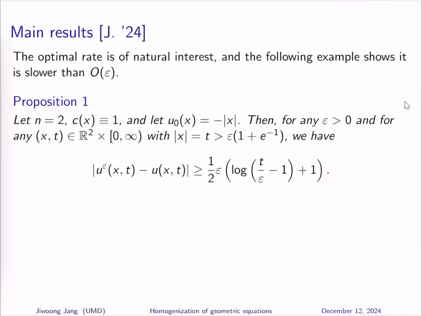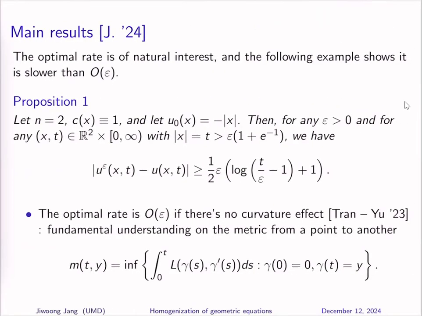And the next natural question is the optimal rate of convergence. I think this is a hard problem, but one thing we can figure out from the radially symmetric case is that the optimal rate is at least slower than O of epsilon, because we have the log of epsilon term on the right-hand side. Really, we know that if there is no curvature effect, then the optimal rate is O of epsilon, and this is a theorem by Tran and Yu.